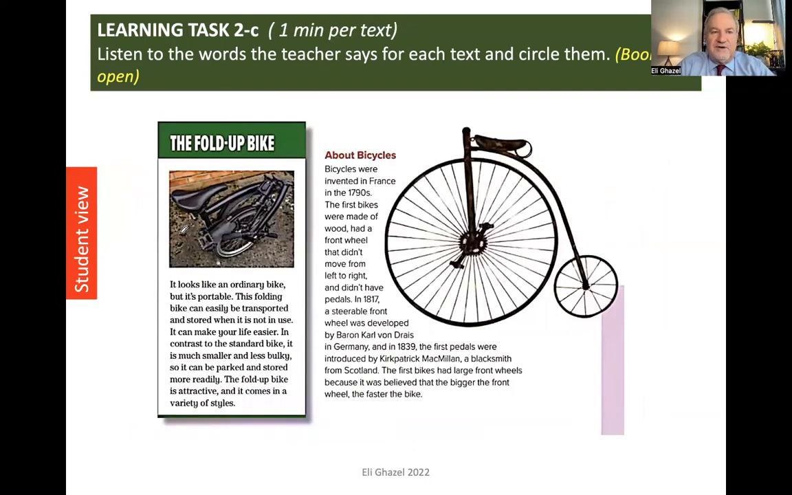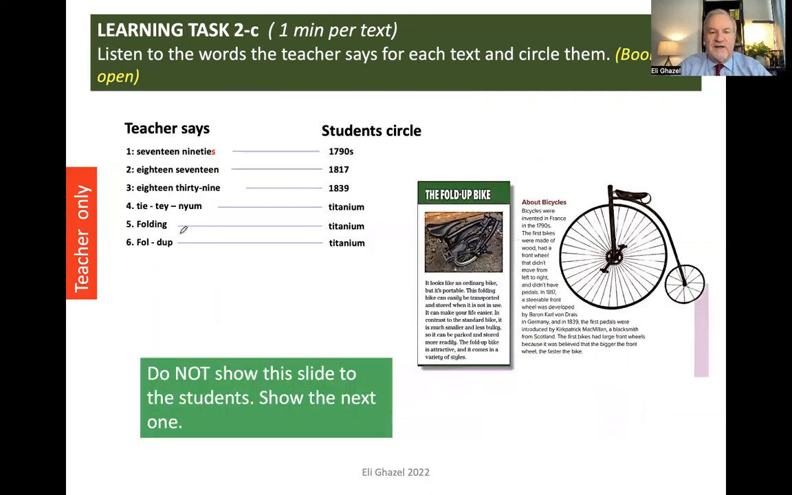Now in the third one, you are going to say the same thing again. I'm going to say some more words. I want you to find them in the text and circle them. This is the student view. This is the teacher only. You're going to say, number one, 1790s. And the students got to circle that. You're going to say number two, 1817. And the students will circle that. Number three, 1839. And the students will circle it. Then you're going to say titanium again. And the students will circle that.